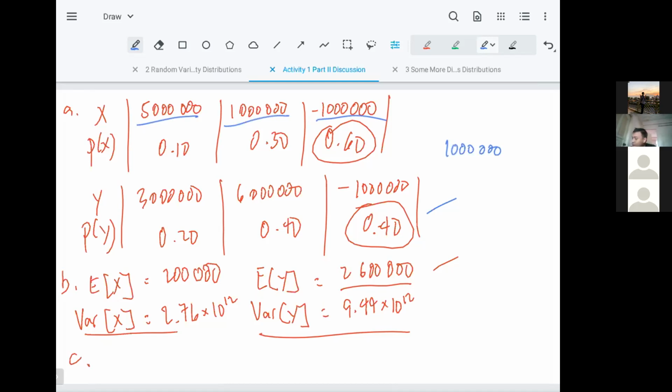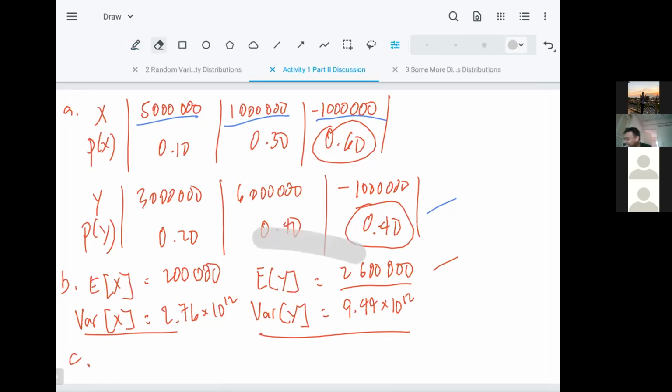So hindi niya ni-retain yung value niya na 1 million. Pag sinabi mo kasi zero yung profit, hindi ka kumita, di ba? Ito nalugi ka pa. So yeah, that's why it's negative 1 million. Okay. Sige. So yun, zero wala kang kinita. Pero nasa iyo pa rin yung puhunan mo. Pero wala na eh. Nawala na yung puhunan mo dun sa scenario na yun. So, that's all right. Sige, next.